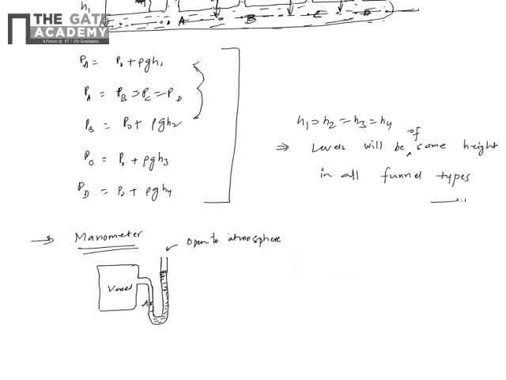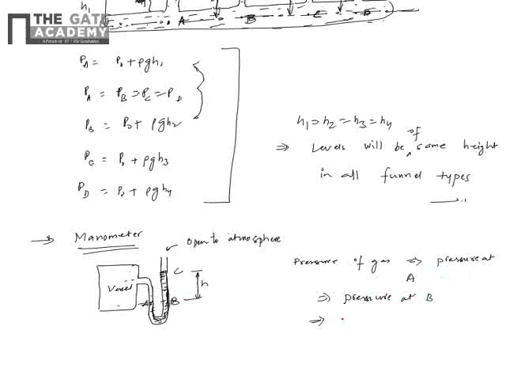Okay, so let's say this point is A, this point at the same level is B, and this point is C. The difference between B and C is the height h. So I can say the pressure of the gas is equal to the pressure at A, and that is equal to the pressure at B, because for the same liquid at the same level the pressure is the same. A and B are at the same horizontal level.